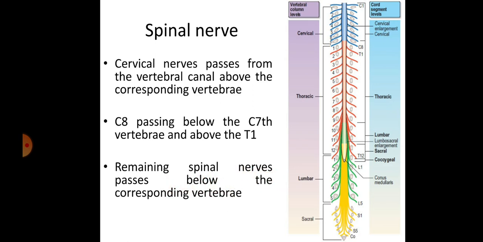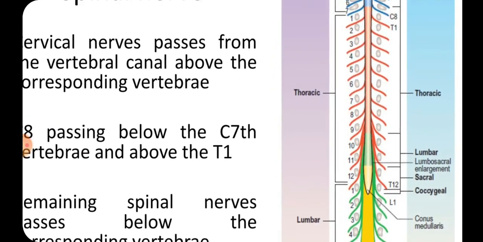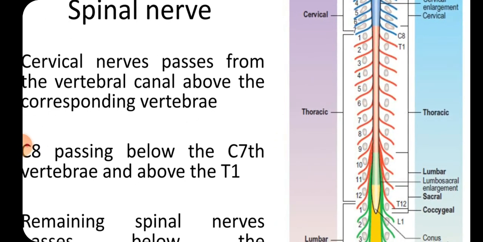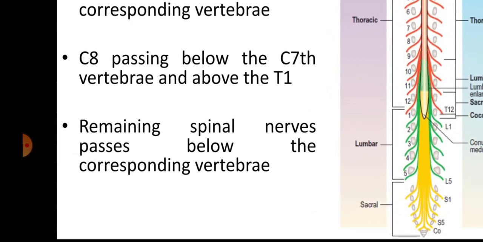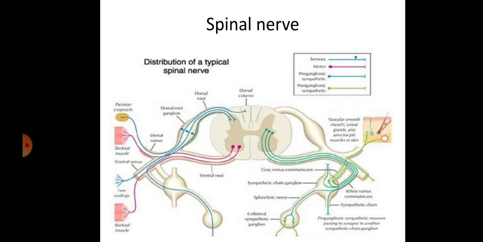The remaining spinal nerves pass below the corresponding vertebrae. For example, see here, this is the C8 nerve. Then it's T1, T2, T3, T4. You can take the T5 nerve. So you can say this is a T5 nerve. This T5 nerve is passing below the T5 vertebra. Like this, they are passing. Similarly, in the lower end, the lumbar and sacral nerves are emerging, descending downwards and passing through the respective foramen.